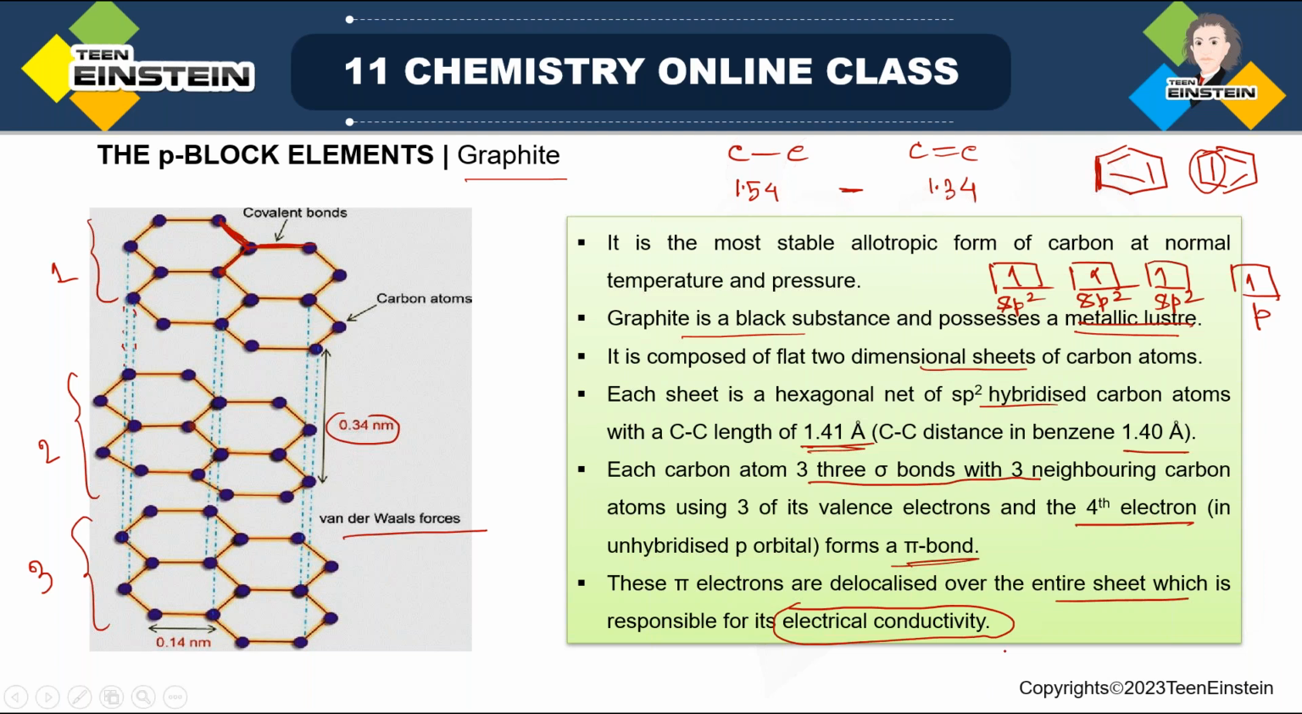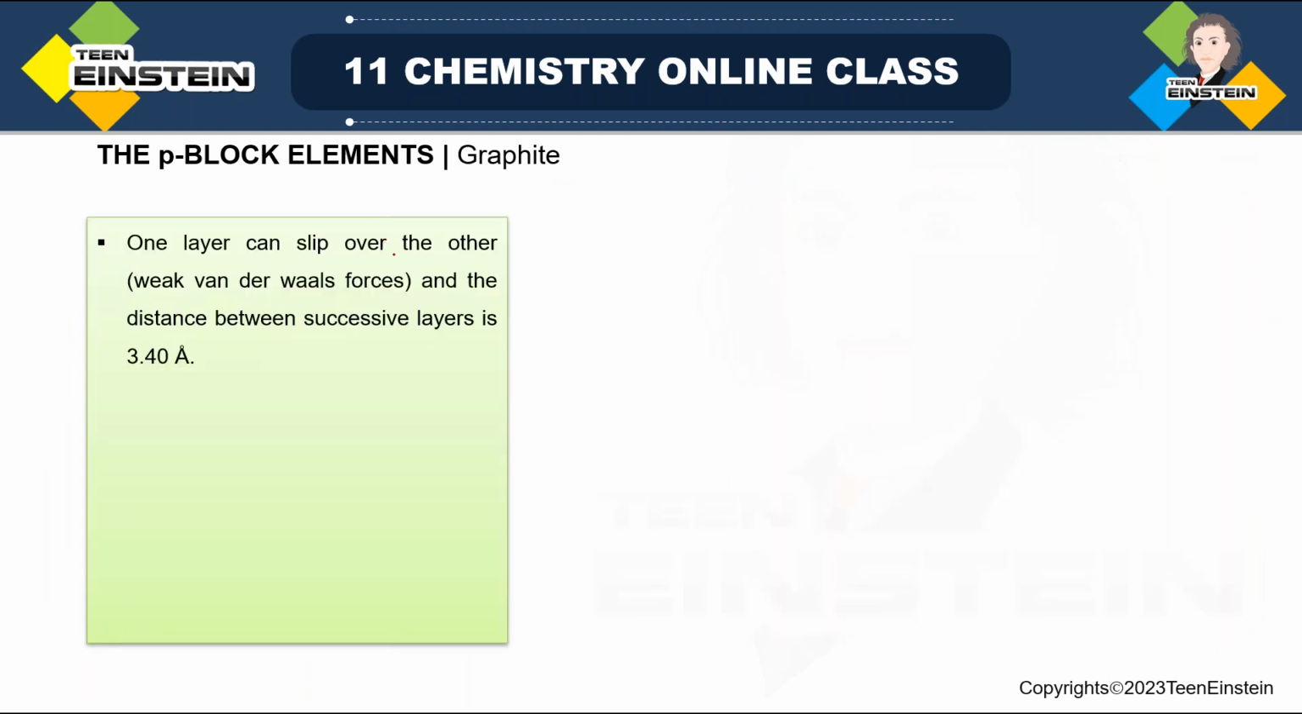Okay. Now, as you can see, one sheet, then a second sheet, and in between these 2 sheets there is weak van der Waals force. Because of this weak force, one sheet can easily slip or glide over the other sheet. So one layer can slip over the other because of this weak force, and the distance is already mentioned. And one interesting consequence is that we can write with a pencil, it is so soft, right? Graphite is so soft, we can write with it so easily. It is because of the slippage of one layer over the other. Fine.